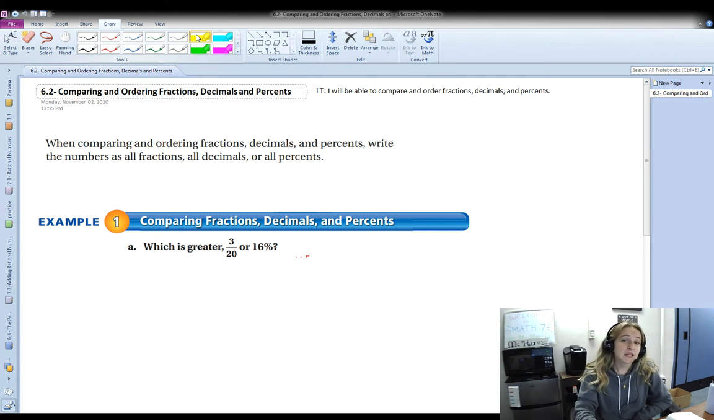Okay, so to begin, let's write the learning target, which is: I will be able to compare and order fractions, decimals, and percents. So make sure you have that down and let's get started.